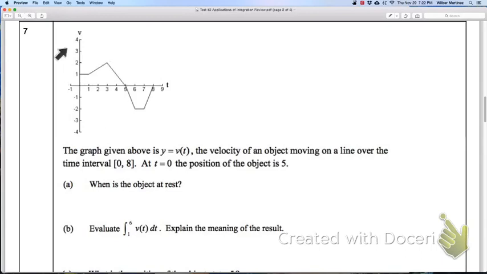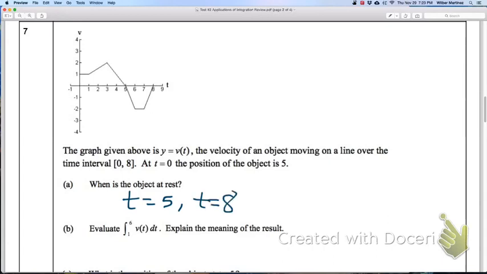So if this is the velocity function, the object is at rest wherever the velocity is equal to 0. So it's at rest at 5 seconds as well as at 8 seconds. So for A, the answer would be at t equals 5 and t equals 8.